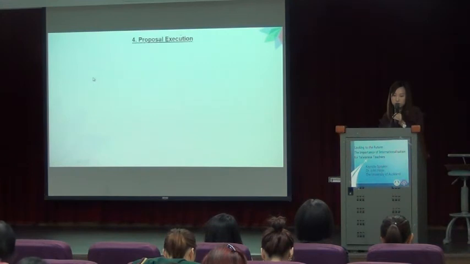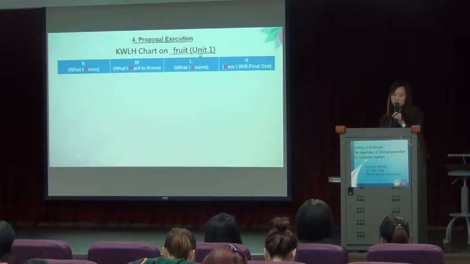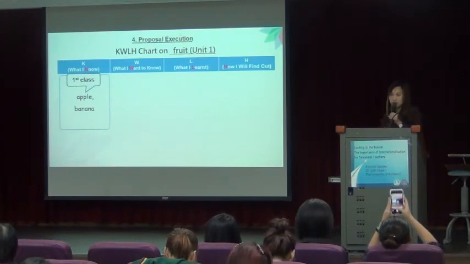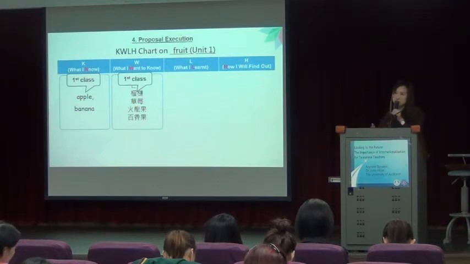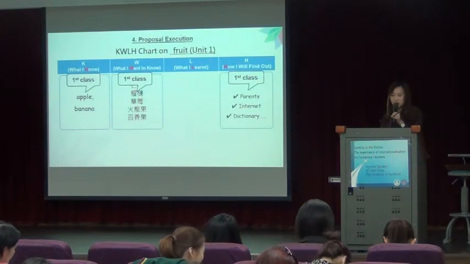So here are some examples and the procedure in the first unit. The topic of Unit 1 is about fruits. So in the first class, students can write down some words they already know, like apple or banana, those easy words. And they also write down some words they want to know. In this part, they can write it down in Chinese. And these words, they are going to look up after they are at home. So they also need to think about how to find out those answers. Maybe they can ask their parents, maybe use the internet, or maybe look at some dictionaries.